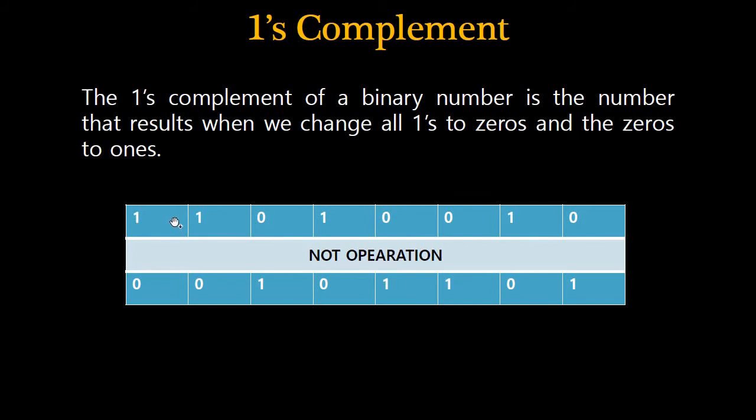Here we are taking an example, 1 1 0 1 0 0 1 0. Its ones complement will be obtained by just complementing each digit, that is, 0 is replaced by 1 and 1 is replaced by 0. So the ones complement of this binary number will be 0 0 1 0 1 1 0 1.